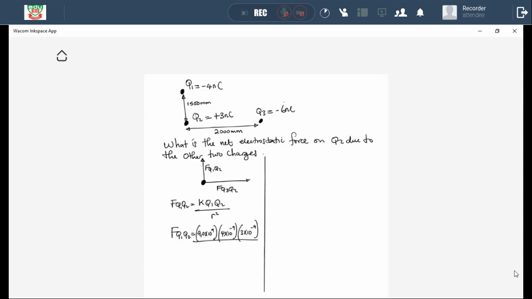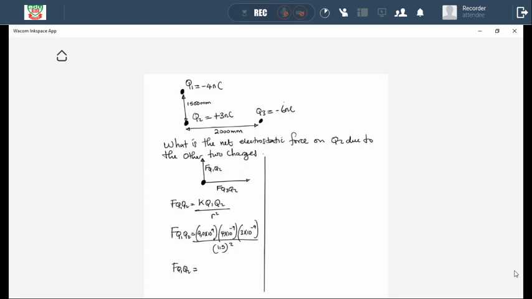It's 1,500 millimeters. We have 1,000 millimeters in 1 meter, so you divide by 1,000. So 1,500 divided by 1,000, or we multiply by 10 to the power minus 3. You get 1.5. Don't forget to square. So F Q1Q2 is equal to, I need my calculator again.